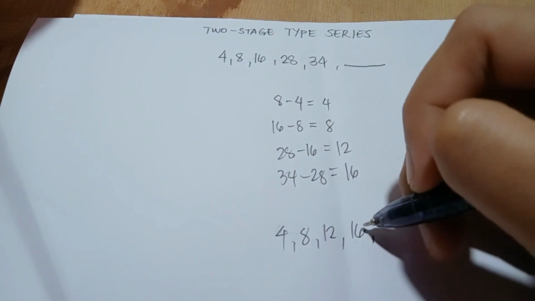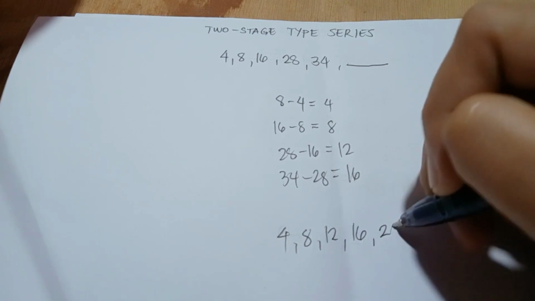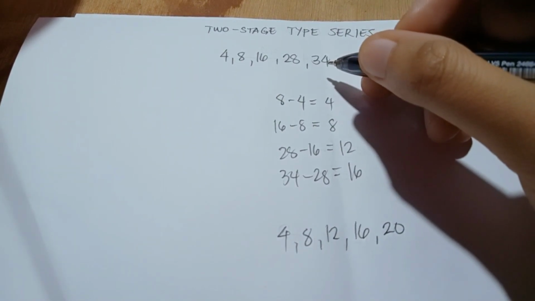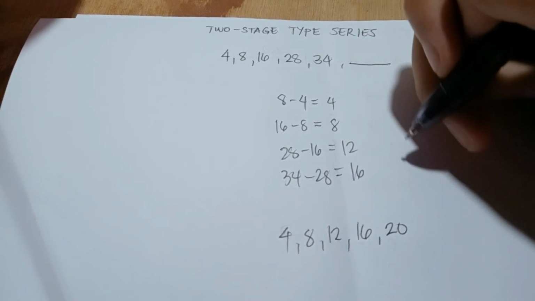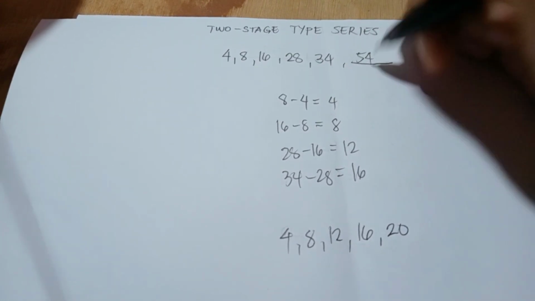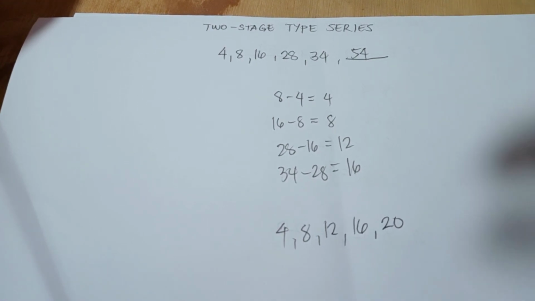So we will add 4 to 16 to have 20, which will be added to 34 to know the next number. 34 plus 20 equals 54. And it is the next number in the series.